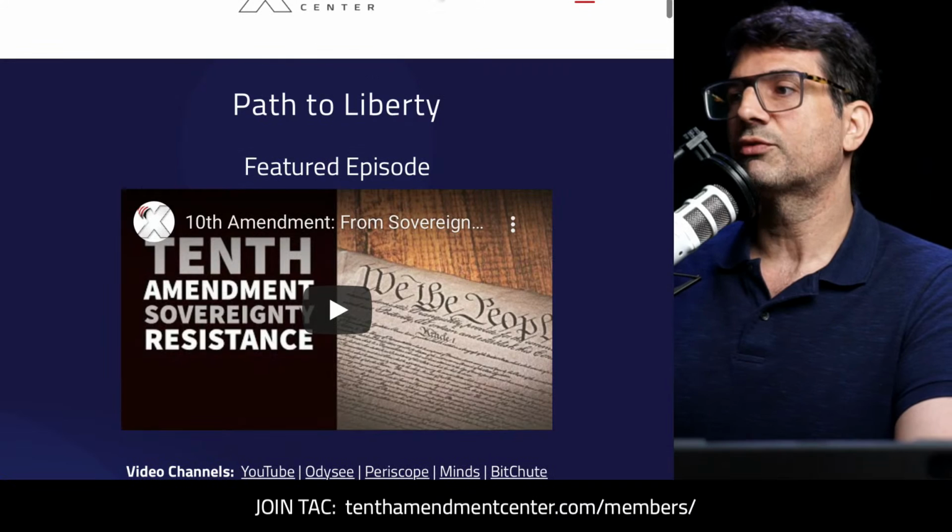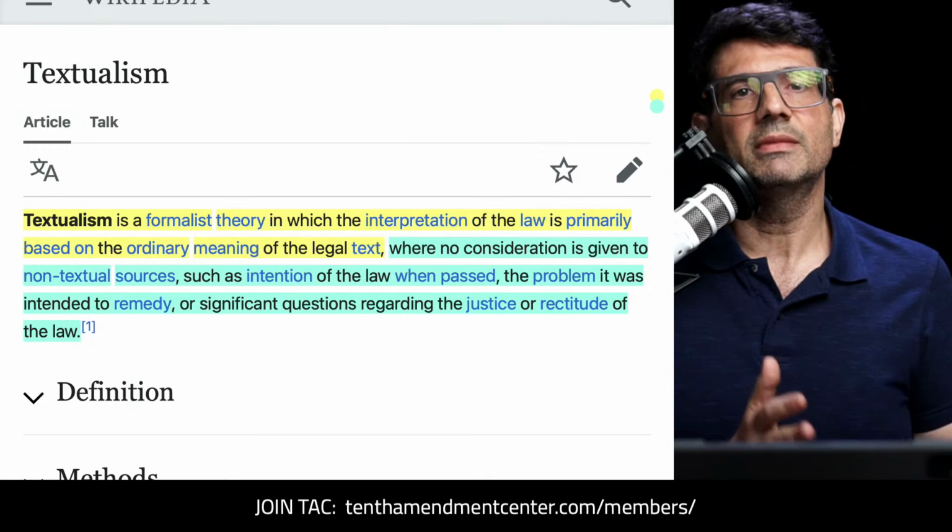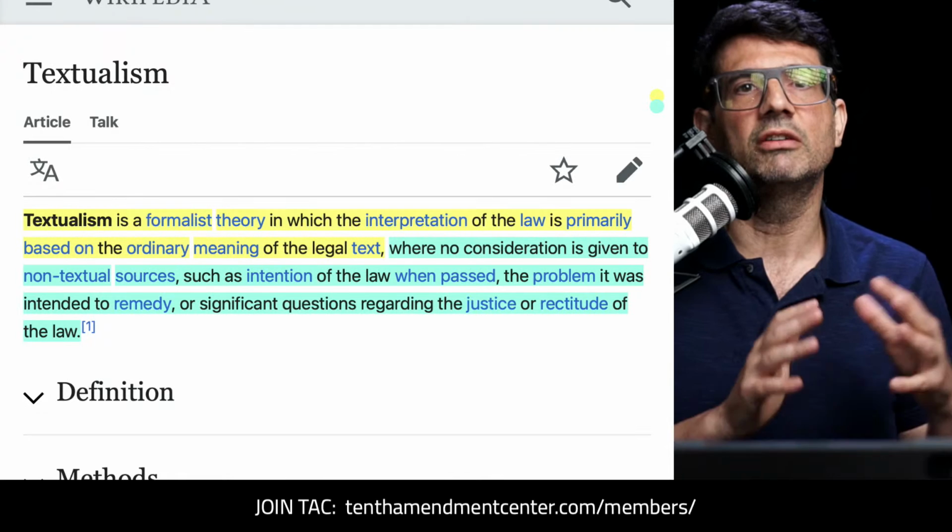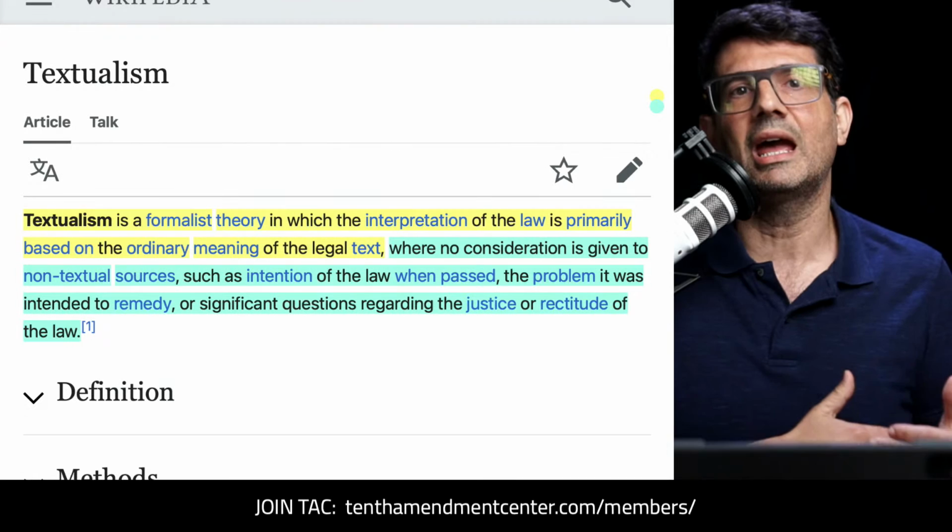Anyways, so we have the first two: that is strict constructionism and then living constitutionalism. The next is textualism. And I think a lot of people actually confuse textualism with originalism, because Scalia we think of as the great originalist, but Scalia actually considered himself a textualist.